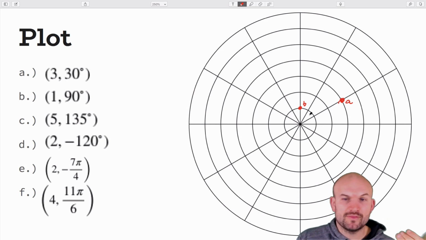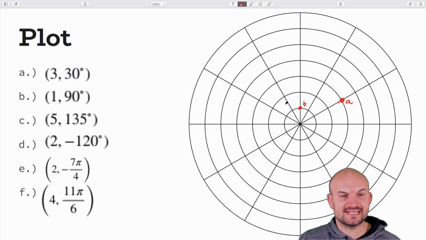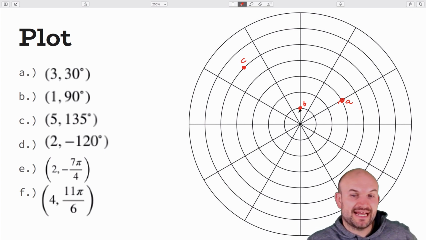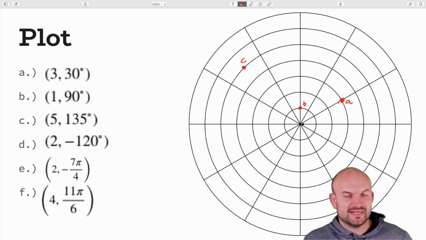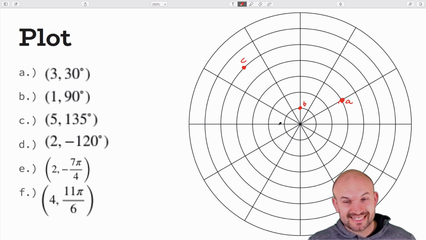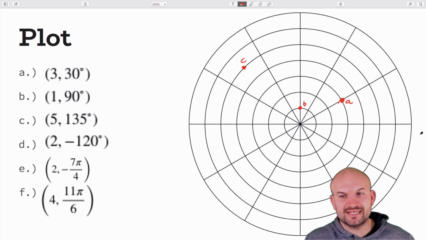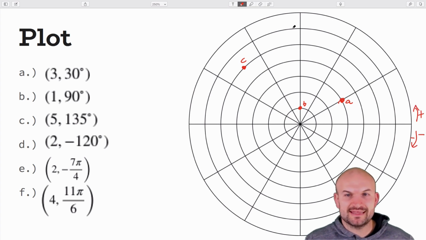For C, we're going to do 135. That's going to be between 30 and 60, and it's going to be a distance of 5: 1, 2, 3, 4, 5. Then we have D, which is 2, negative 120. We need to think about that. That's going to be 60 degrees away from the x-axis. Again, we're going in the negative direction. Remember, in standard form we have the positive direction and the negative direction. If these are 30-degree increments, then 60 would be down here, at a distance of 2. That's going to be D.